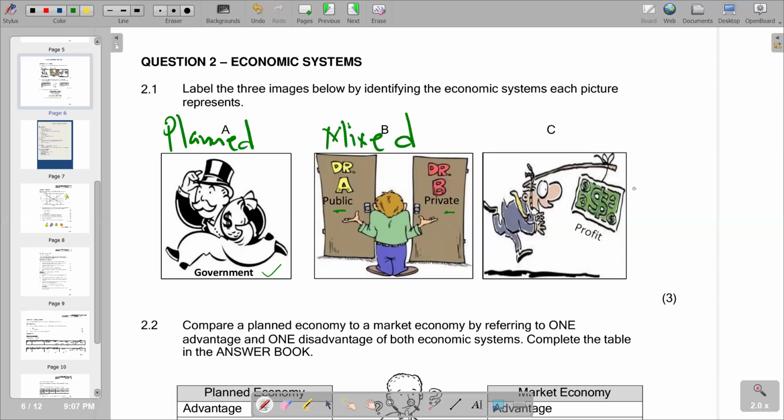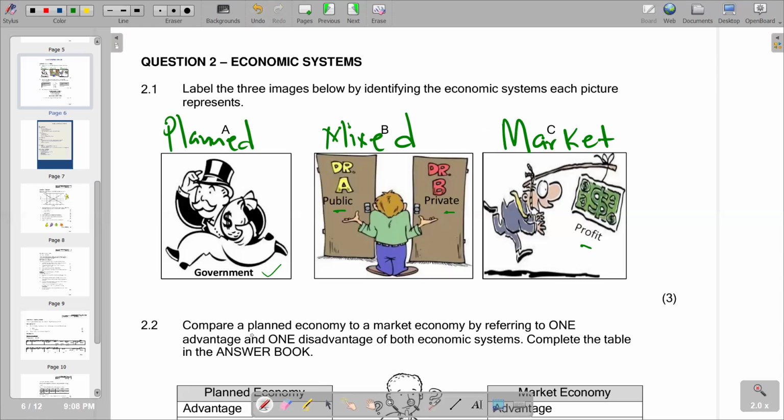Then we go to C, whereby we are seeing a cartoon with a sign of money, which is a dollar. We know that the economic system that is profit motivated, with a motive of making a profit, is the market economic system, whereby there is private ownership of resources, and individuals can run businesses with the main aim of making a profit. Those are the characteristics that describe the market economy. So we have the market economic system represented by C.